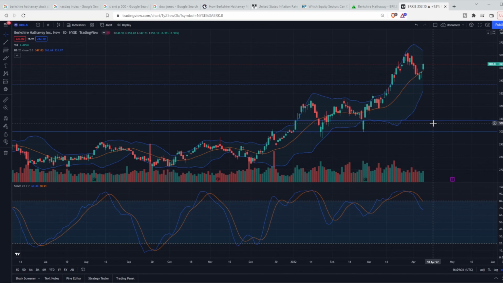Again, I do realize that Berkshire Hathaway is trading at $353, and it's not so easy for many people to actually get in on. But I would say if you have the chance to get in on the stock, I really do believe that this is a solid, almost ETF for you to hold.